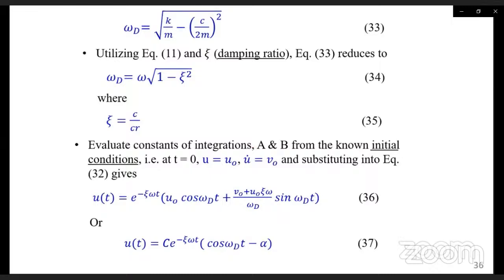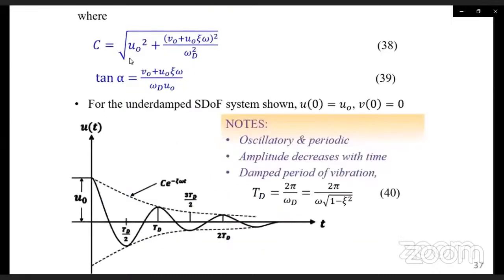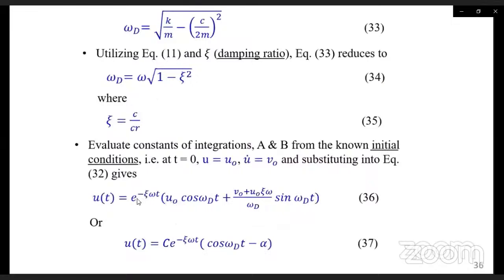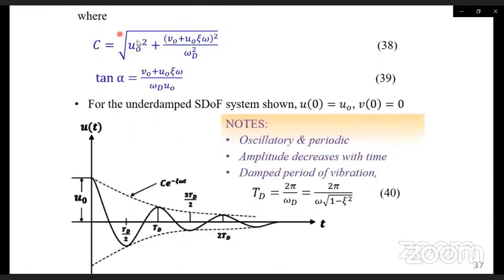And where C, of course. Now, you see, we had this equation 36. We had it in an expanded form, but now we have it at 37 in a compact form, and now the constant C is in compact form given in equation 38, and now tan alpha is defined as given by the expression 39.